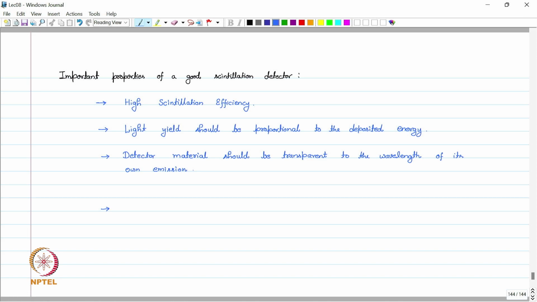The next point which is important is the decay time of the induced luminescence should be shorter.